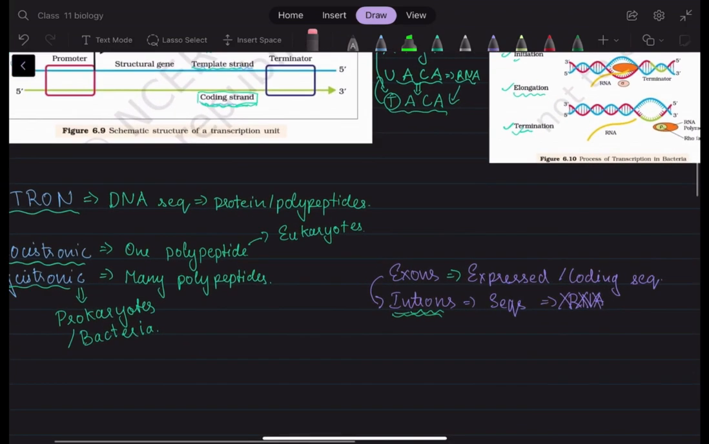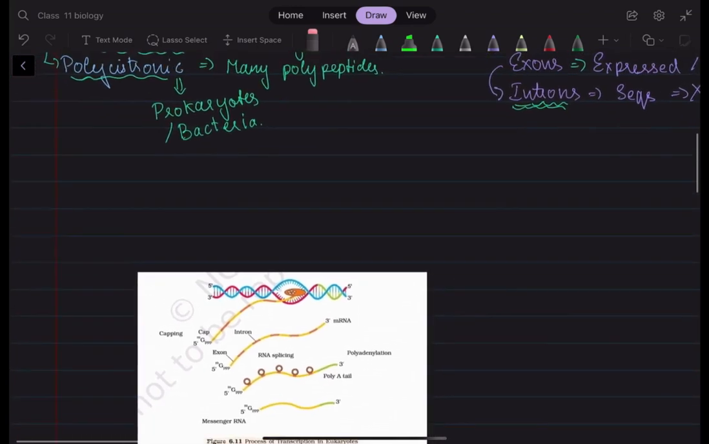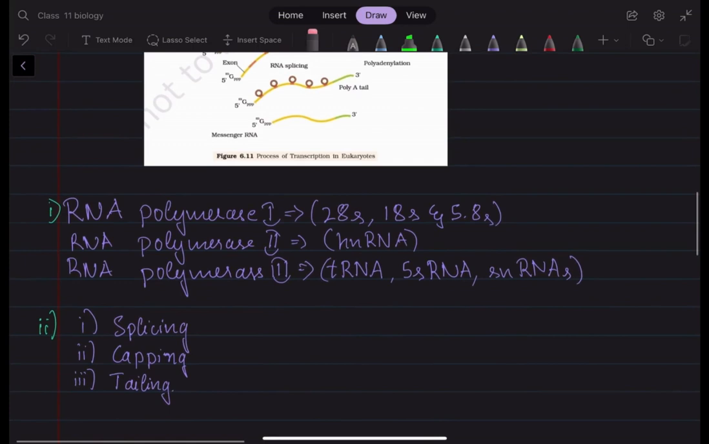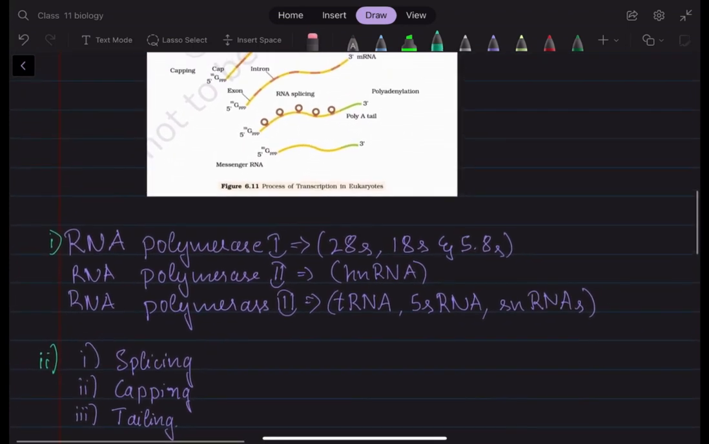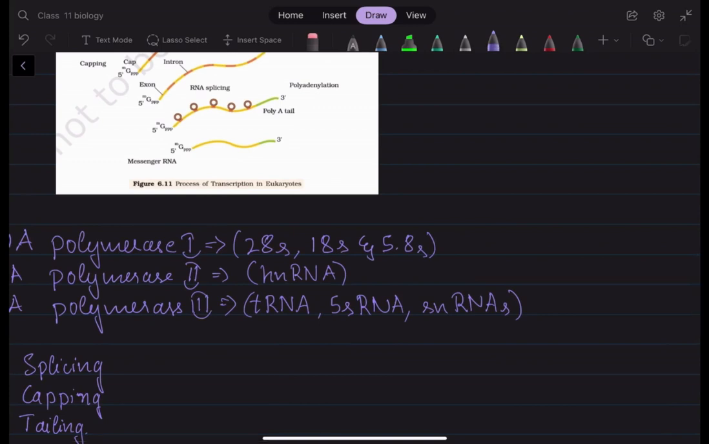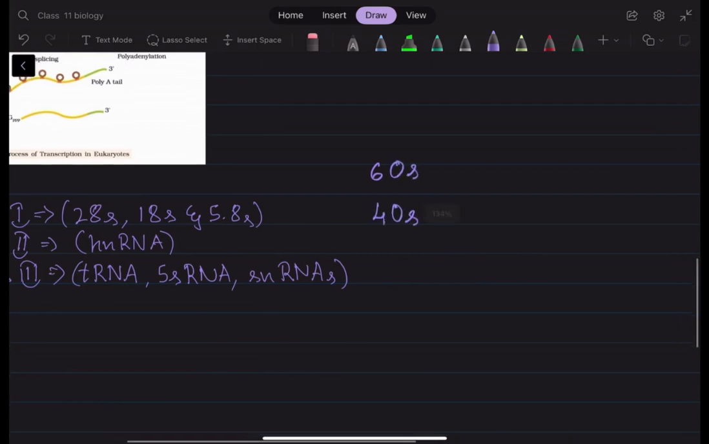Coming to the same process of transcription, but now in eukaryotes, it is a bit complex because of the presence of introns, etc. So it needs a bit of processing. As we saw in prokaryotes, there was only one type of RNA polymerase, whereas in eukaryotes, you will find three types of polymerase. So we know that ribosomes have two subunits, right? In eukaryotes, we have the 60S subunit. This is the bigger subunit, and we have the 40S subunit, that is the smaller one.